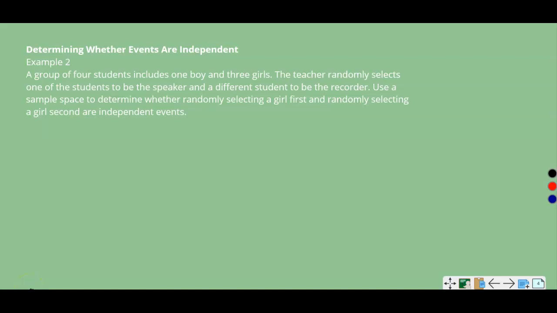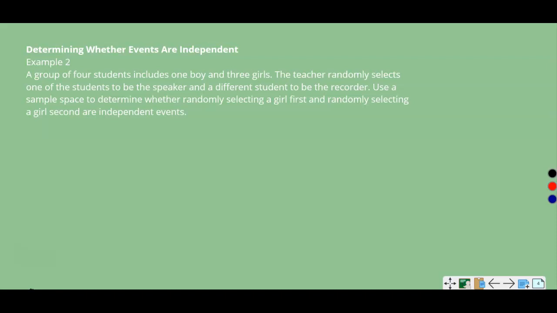All right, so we are continuing independent and dependent events. Example 2, determining whether events are independent. A group of 4 students, including 1 boy and 3 girls. The teacher randomly selects one of the students to be the speaker and a different student to be the recorder. Use a sample space to determine whether randomly selecting a girl first and randomly selecting a girl second are independent events.